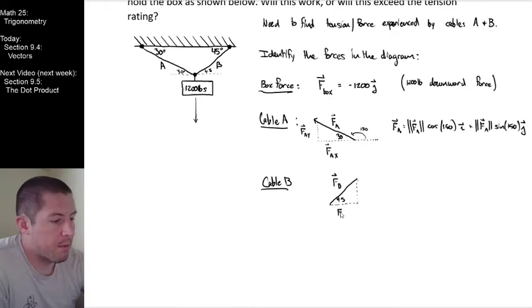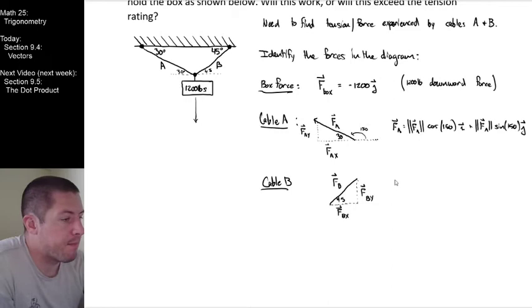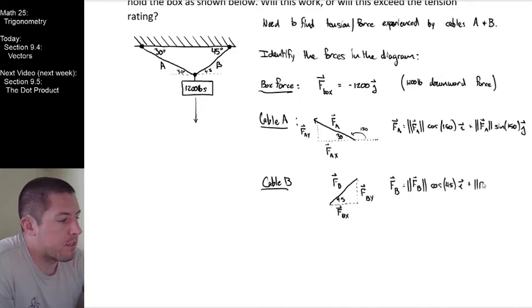And so I'm going to similarly call this FBX and FBY, right? These are the X and Y components of that pulling that's being done there. And it seems like I can, in general, call my force associated with cable B to be the overall force being experienced by cable B, the magnitude of it, times cosine of 45 I, plus the magnitude of the force associated with cable B times the sine of 45 J.